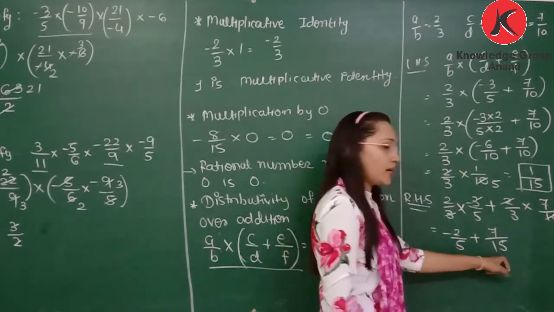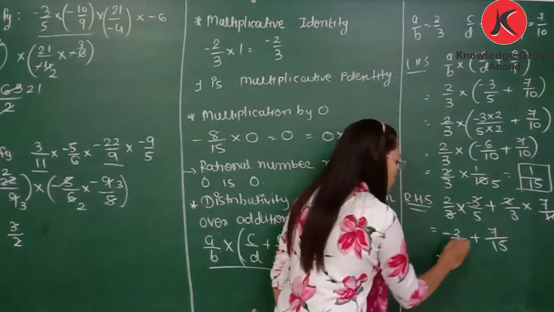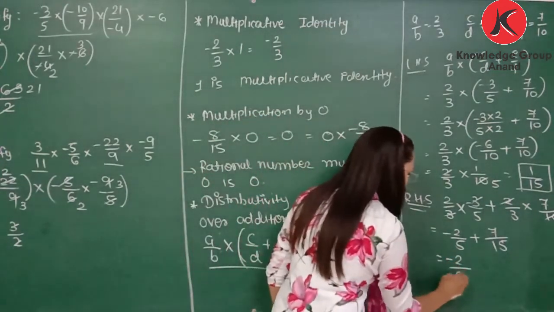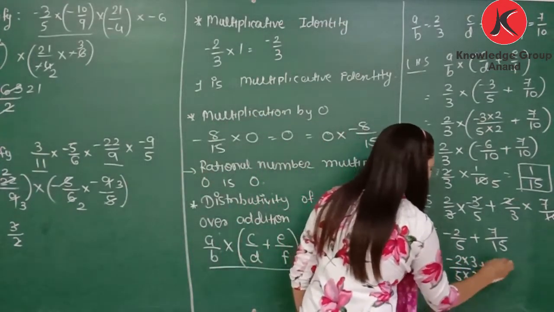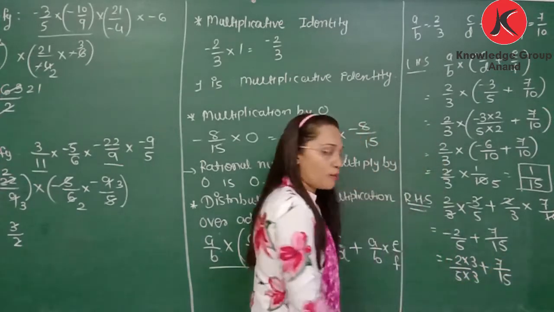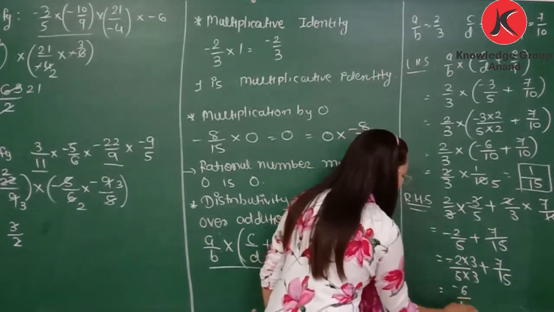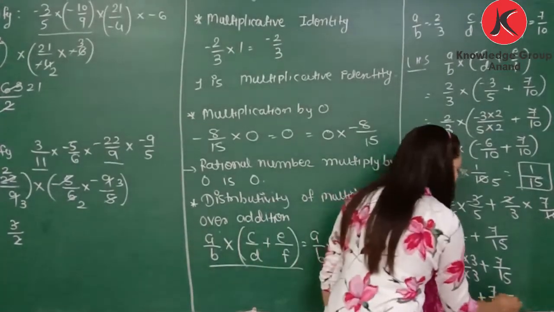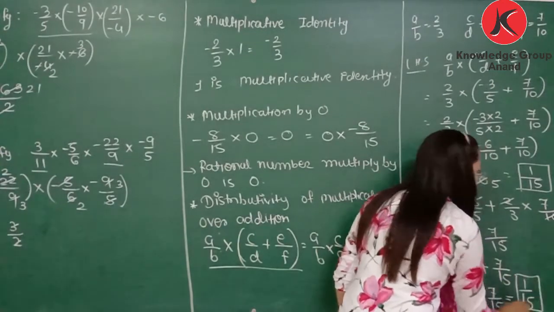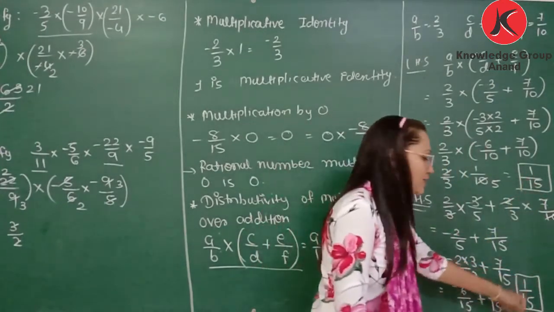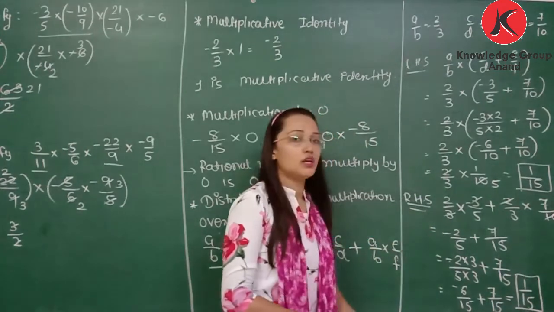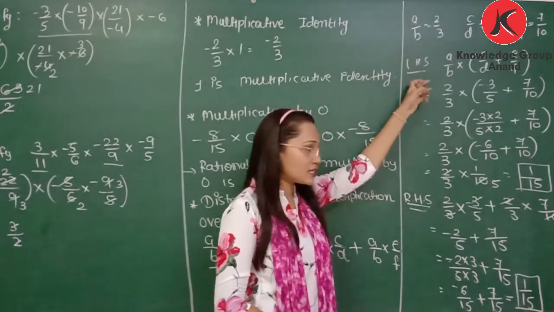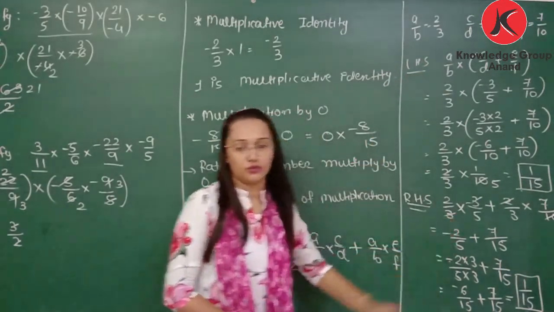Now LCM of 3, 5 and 15 is 15. So minus 2 by 5 needs to be multiplied by 3, plus 7 by 15. Now minus 2 multiplied by 3 is minus 6 by 15 plus 7 by 15. So here we have 1 by 15. Now you can see our left hand side is 1 by 15 and right hand side is 1 by 15. It means you can solve the example this way: if this one is given you can write the left hand side, and if the left hand side is given you can write the right hand side.